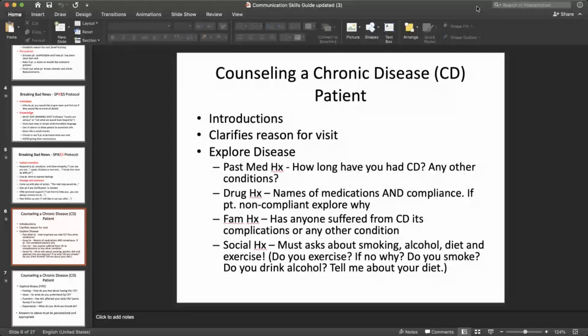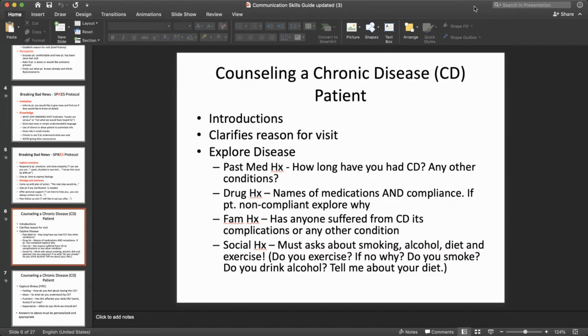So, recording, yes. Counseling a chronic disease patient begins with introductions. You introduce yourself as a medical student, ask the patient's name and age. You may ask about their occupation and gain consent for them to go along with your line of questioning. You can let them know that you're here to speak to them about their hypertension, diabetes, heart disease, whatever the case might be. All right.